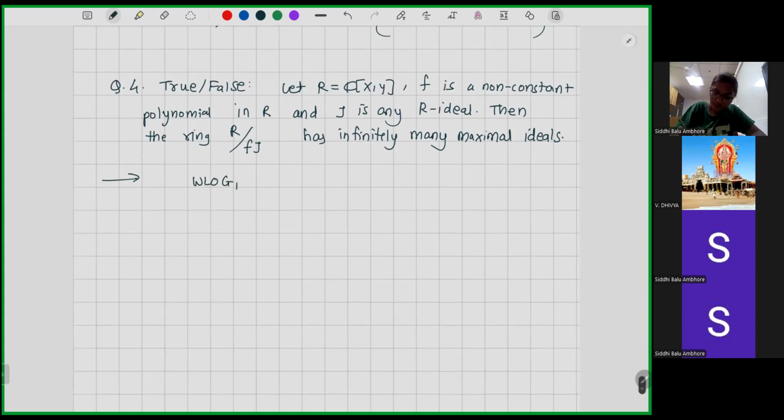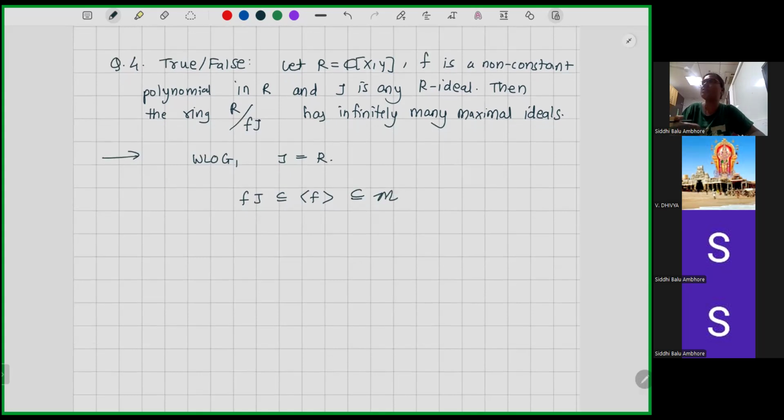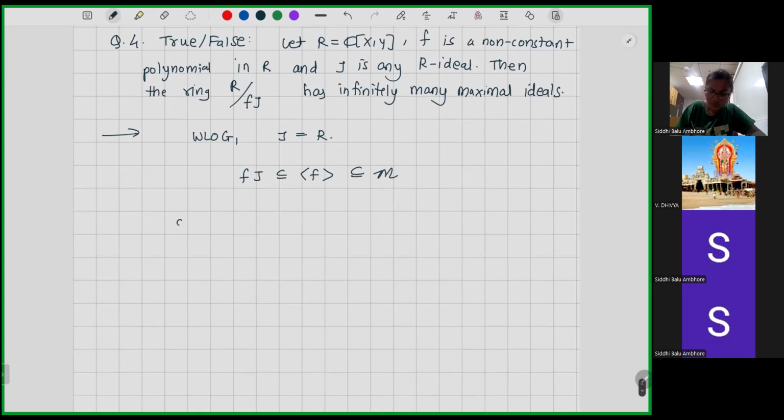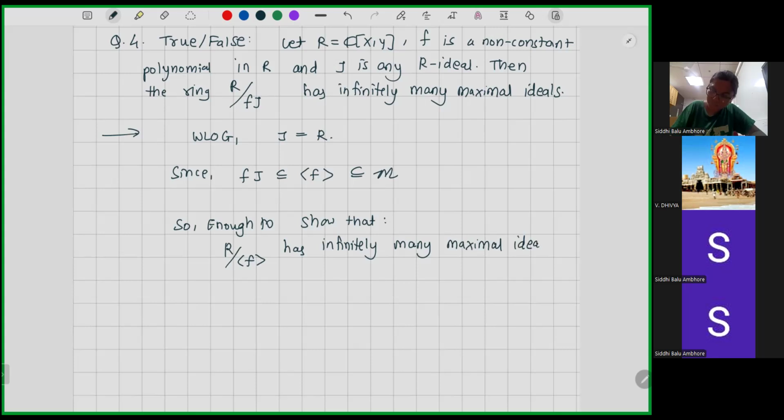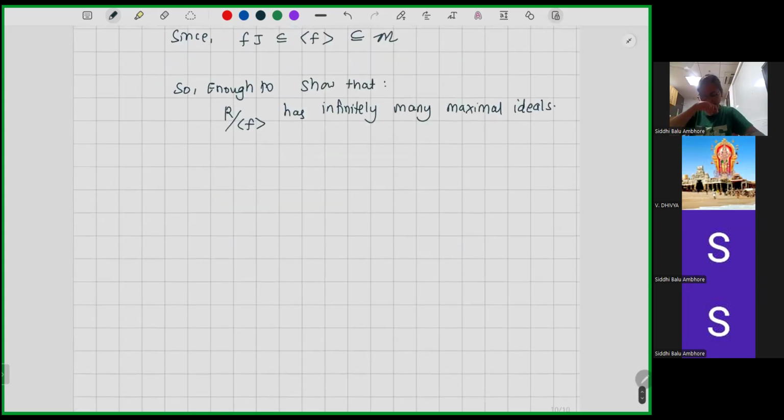So without loss of generality, we can assume this J to be R, because this fJ is anyway contained in the ideal generated by f. If some maximal ideal M contains f, it will contain this ideal fJ. So we can get rid of this J and just work with it. It is enough to show that R quotiented by f has infinitely many maximal ideals. How to approach this? How to show this? Any idea?